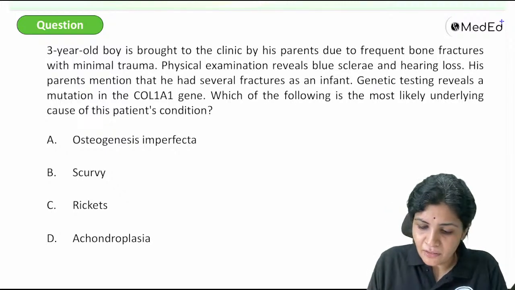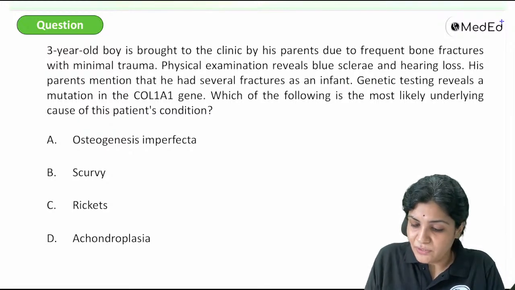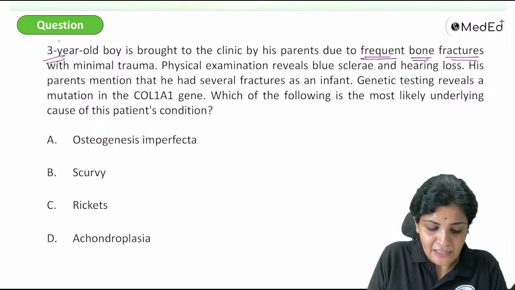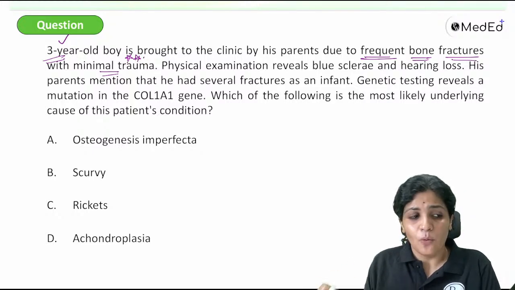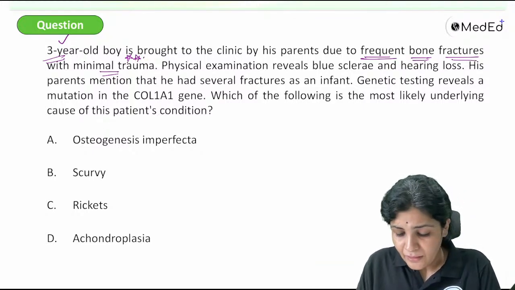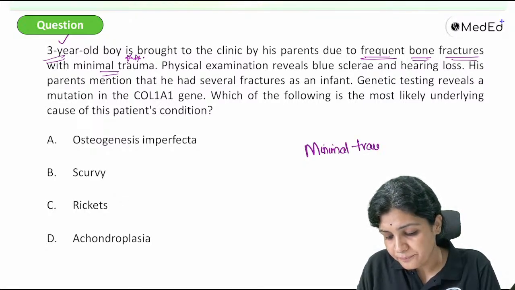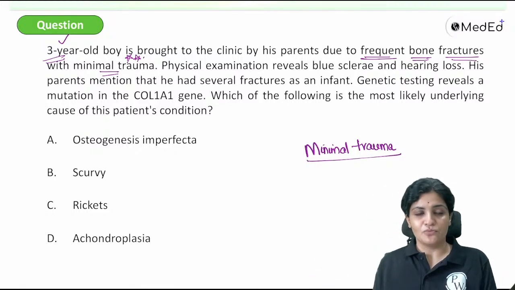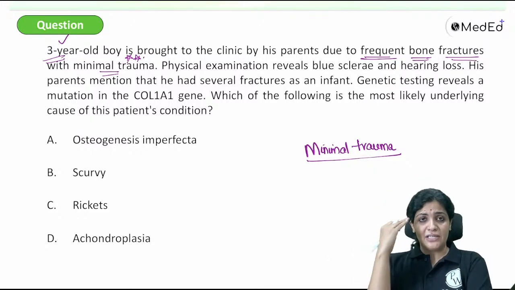Okay, next question. A 3-year-old boy is brought to the clinic by his parents due to frequent bone fractures. So there is increased frequency of the bone fractures, and here the age is 3 years old. Minimal trauma. So this is very, very important. Even minimal trauma is resulting in a fracture. Why is this very important? Why is the word minimal trauma important to us? Whenever somebody says that this is just due to a minimal trauma, what is the first thing which strikes your head?